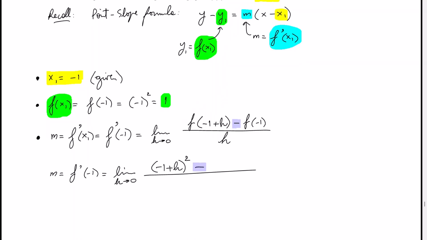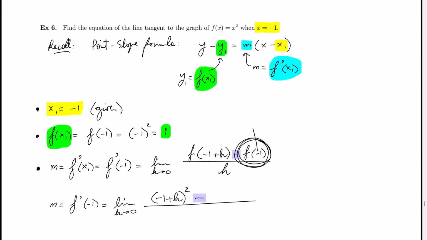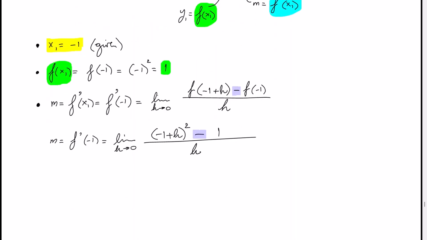And next, we need f of -1. That's literally what happens when you put -1 into that function. And we already know it's equal to 1. We already did it before, so we're just going to copy the answer. And it's all divided by h. So at this point, what you're supposed to do is FOIL everything, combine like terms, divide it out, and see what happens. So I'm going to write the limit as h approaches 0.